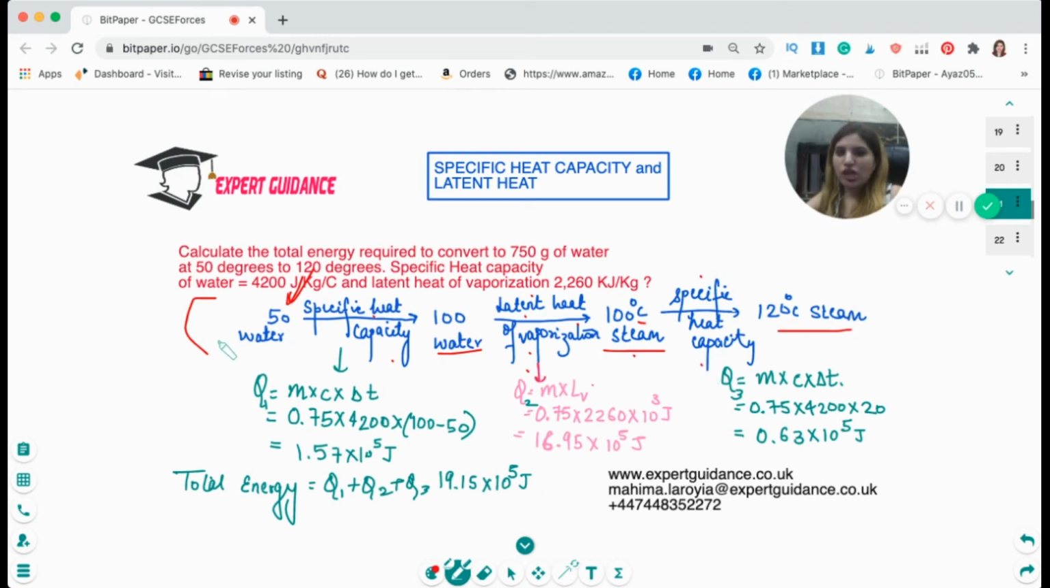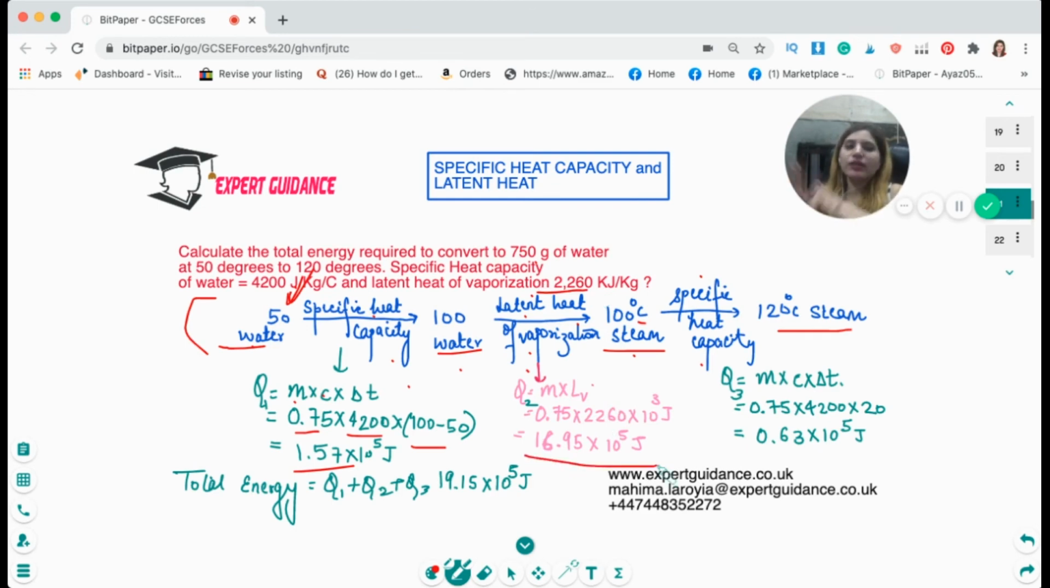So to raise the temperature from 50 degree water to 100 degree water, we'll use mcΔT. My mass is 0.75, specific heat capacity is 4200, temperature change is 50. So the first heat that is required is 1.57 times 10 to the power 5 joules. To convert 100 degree water to 100 degree steam, it is mass times the latent heat of vaporization, which is 0.75 times 2260 times 10 to the power 3 joules, which is 16.95 times 10 to the power 5 joules.